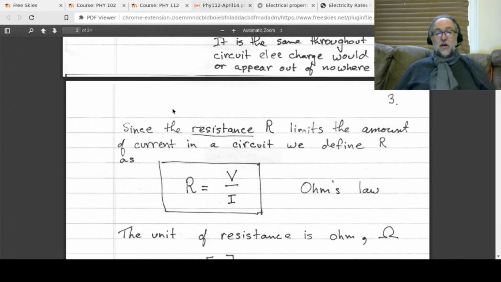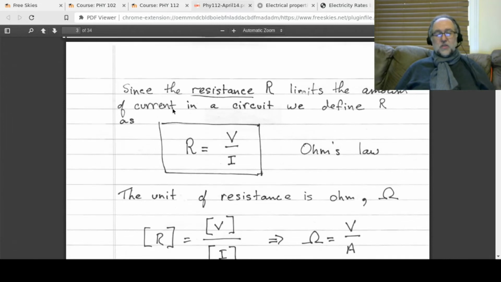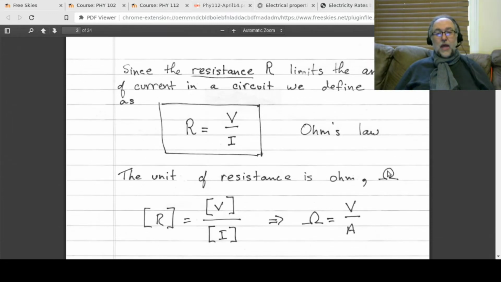And so what are the units of resistance? The units are ohms, okay? And they're given this symbol omega, which is the last letter of the Greek alphabet, capitalized like that. And it's basically from Ohm's law here, 1 ohm is defined as a volt per amp, okay?